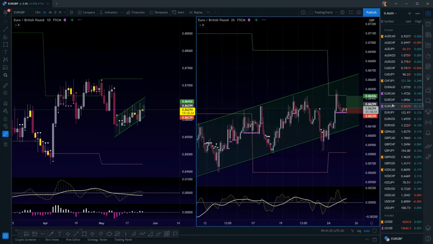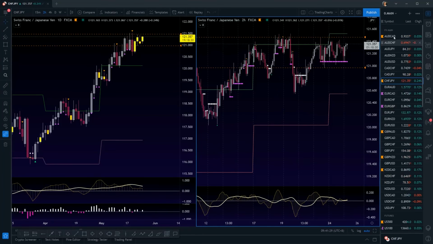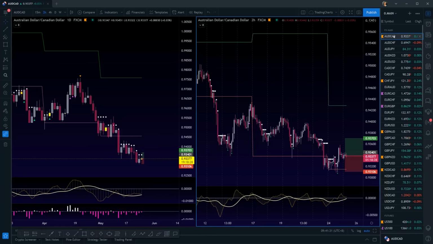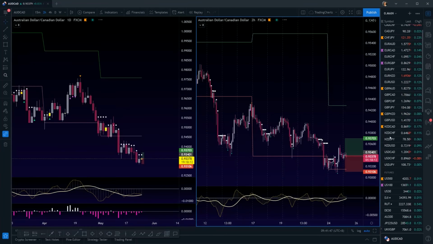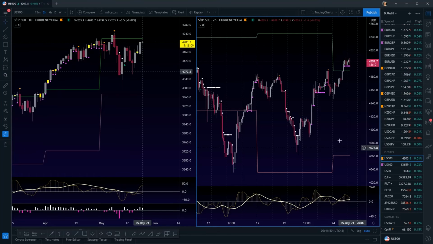Maybe Euro, this one here. Aussie CAD, it's okay. So Aussie CAD and New Zealand dollar CAD, right? I mean, similar trades. New Zealand CAD maybe a bit nicer, but let's see. Okay, let's move on to indices.